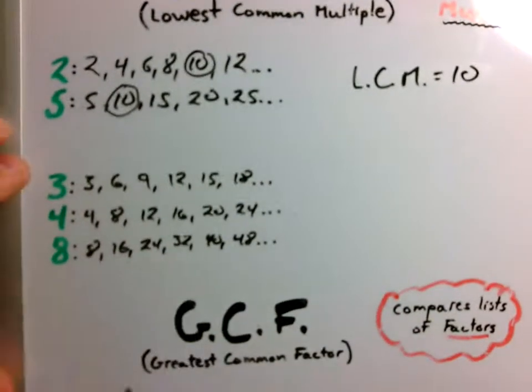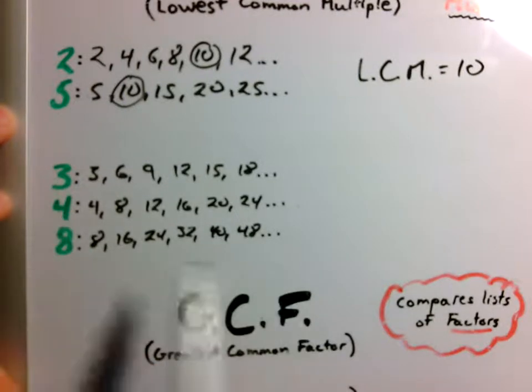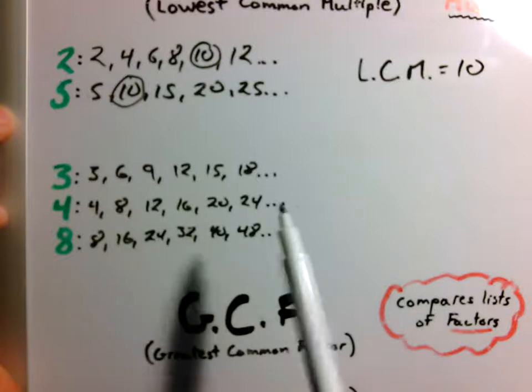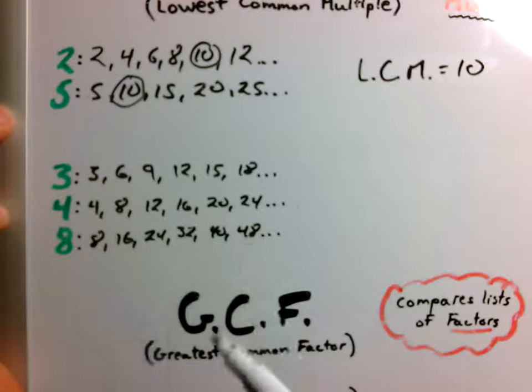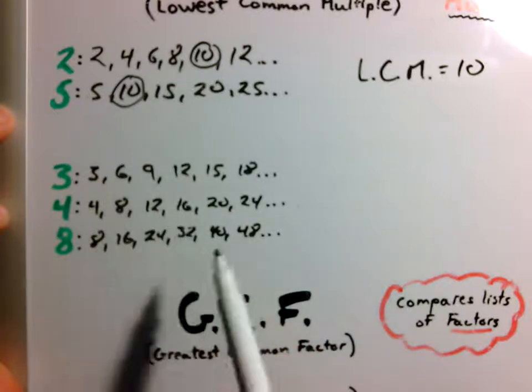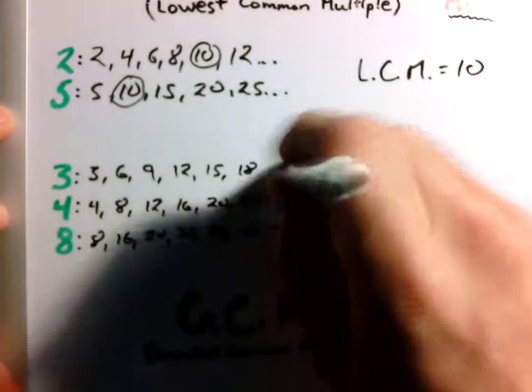Sometimes you can compare more than two lists. For example, multiples of 3 and 4 and 8. If they're already written out like this, great. I usually write maybe about 5 multiples to start, but sometimes that's not enough. Like in this case, these lists of multiples don't have anything in common, so we have to write the list a little bit longer.